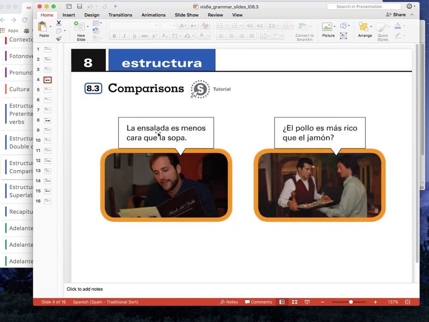Okay, here are a few examples. La ensalada es menos cara que la sopa. Right? So this again is an example with an adjective. El pollo es más rico que el jamón. Again with an adjective, rico.